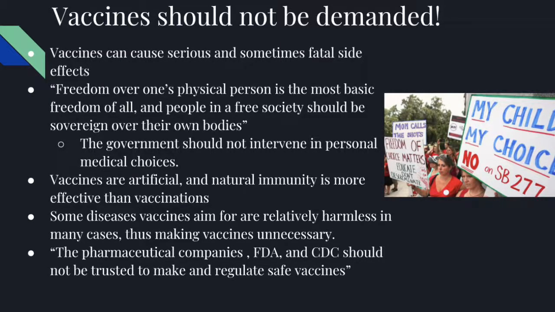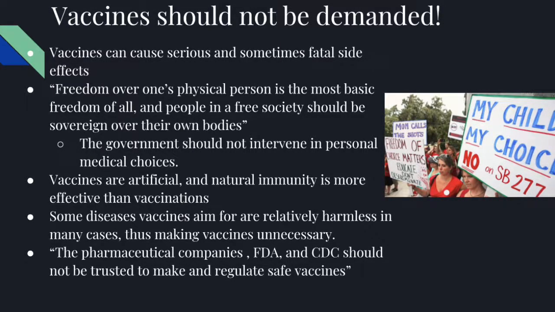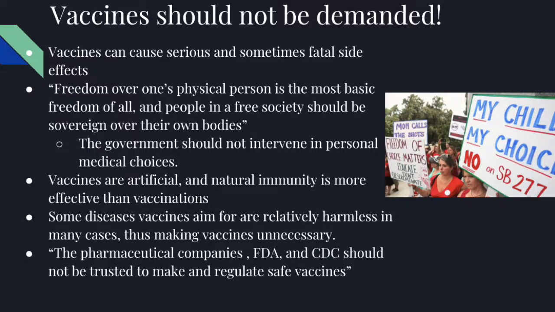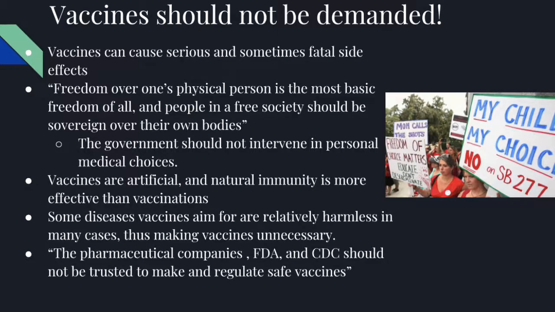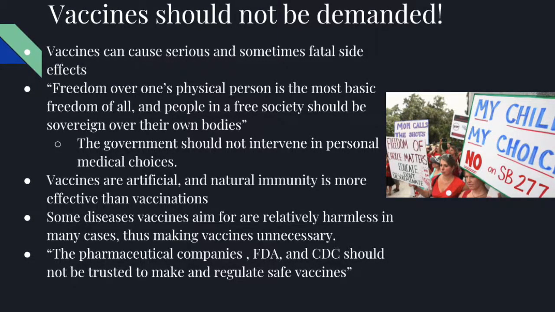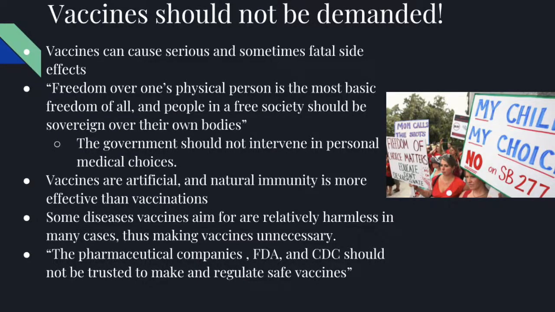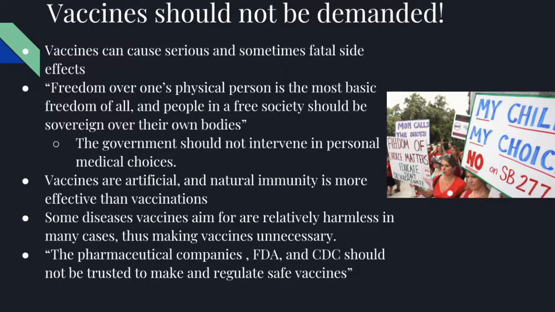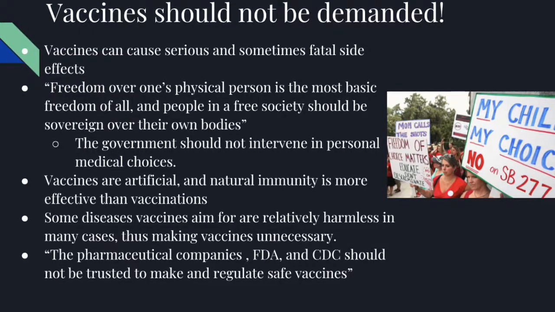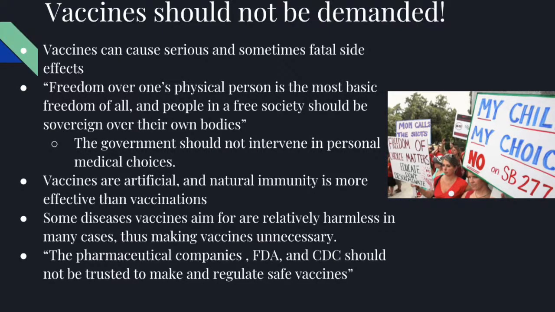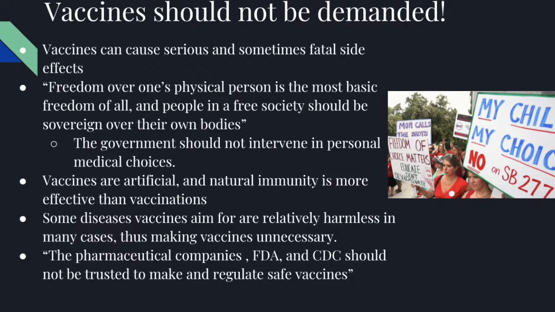Ron Paul, MD, former U.S. Representative, stated that intimately personal medical decisions should not be made by the government. Freedom over a person is the most basic freedom of all, and all people in a free society should be sovereign over their own bodies. When we give government the power to make medical decisions for us, we in essence accept the state owns our bodies. Vaccines are natural, and natural immunity is more effective than vaccination.